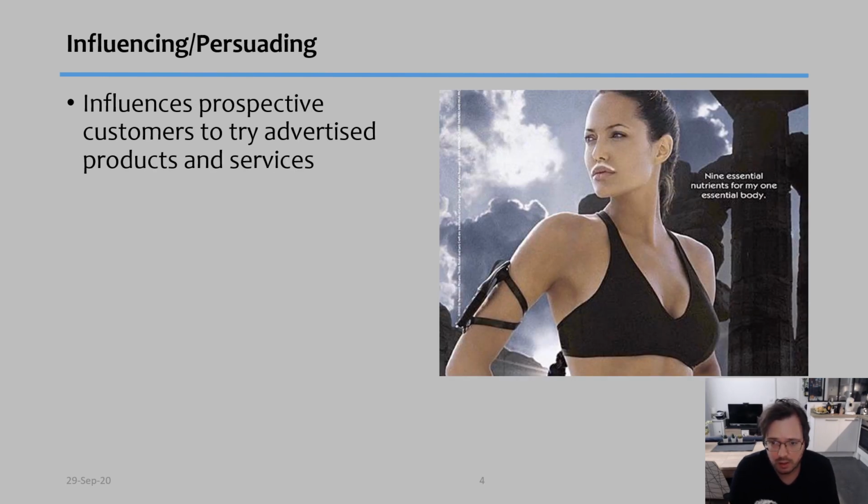Influencing, or persuading, on the other hand, is more about trying to influence prospective consumers to try advertised products and services. Now, the image that you see is an advertisement that ran in the US called Got Milk, which was trying to convince people to drink more milk. The advertisement featured several celebrities in various areas of entertainment and sports with a little milk mustache to point out that they actually drink milk and that milk is good for you. So they were trying to influence you to drink more milk in this case.